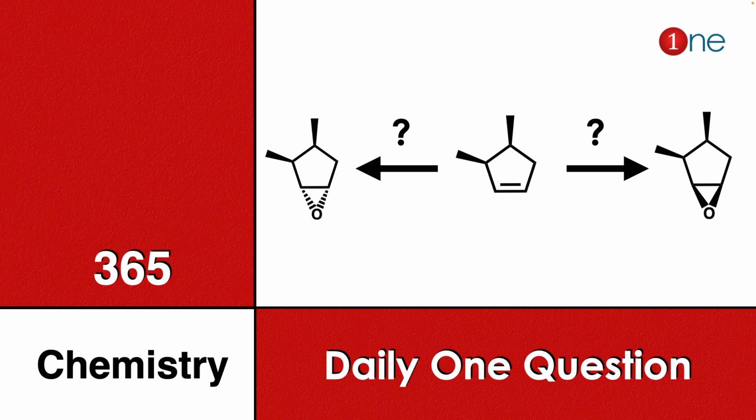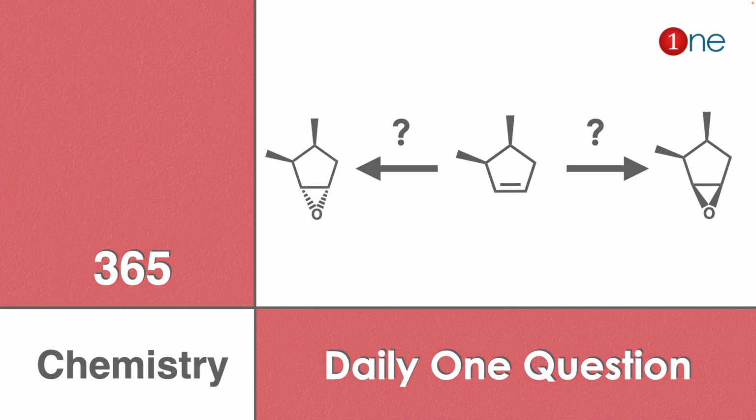Here cyclopentene is there. You have two methyl groups above the plane. Here you are converting into epoxide, one epoxide above the plane, one epoxide below the plane. You have to find what are the reagents and the number of steps involved in that.